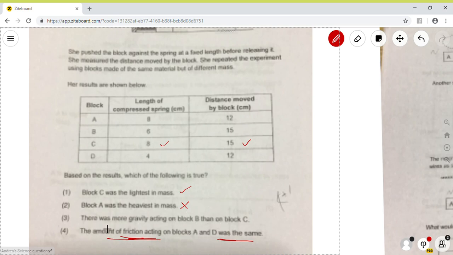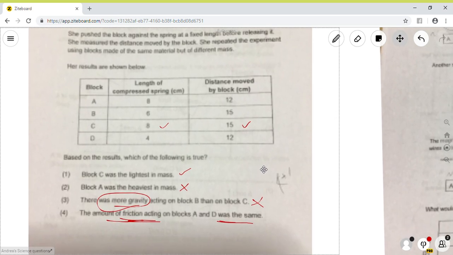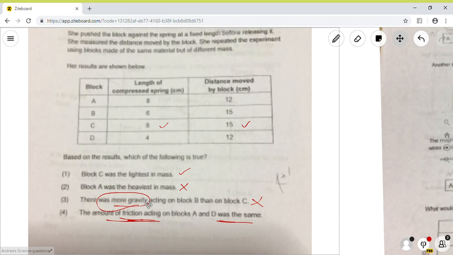Yeah. So option 3, there was more gravity acting on B. This is definitely wrong. What's wrong with this? Without checking the table, I know this is wrong, because of the claim that there was more gravity acting on it. This is wrong because gravity is the same for every block. The amount of gravity acting on the blocks is the same. So there wasn't more gravity.